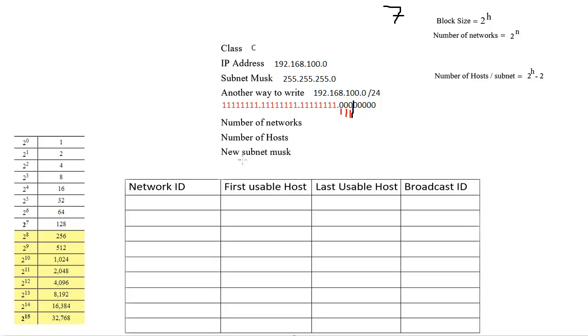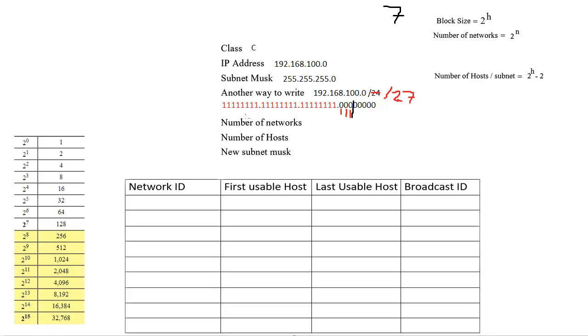So what is our new subnet mask? The last time our subnet mask was /24. That means 24 bits were used for network. Now we add 3 more bits. So now our new subnet mask will be /27.